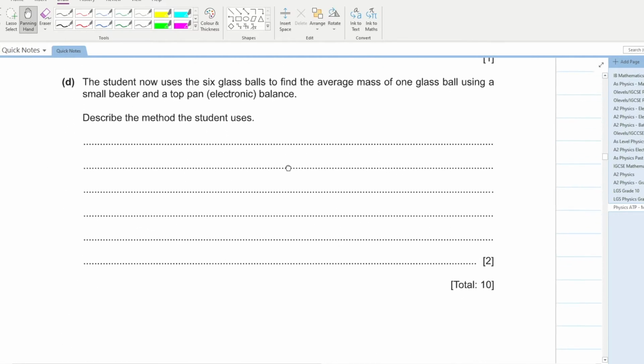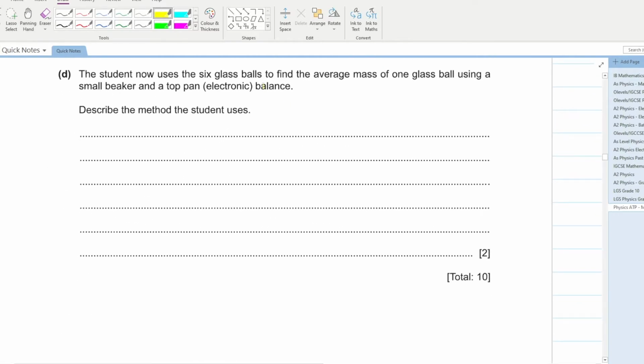Let's move on to the last part. The student now uses 6 glass balls to find the average mass of one glass ball using a small beaker and a top pan balance, electronic balance. Describe the method the student uses. Okay, a 2-marker question.